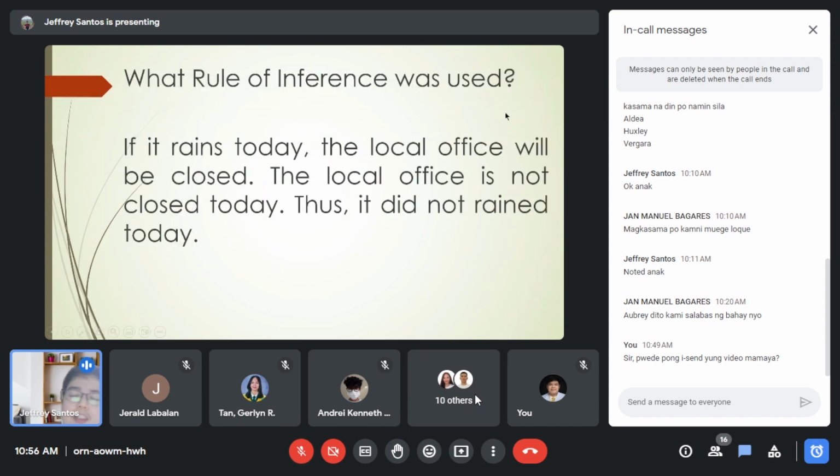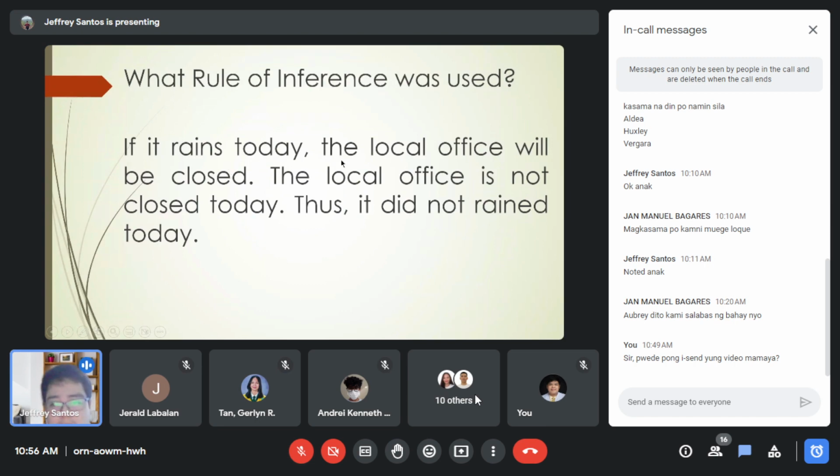Next, ayan, dito na po. Rule of inference naman. So here, given an argument, you're just going to determine what rule of inference was used on the given argument. So for example, if it rains today, the local office will be closed. The local office is not closed today, thus it did not rain today. Ang pinaka-hint dito or strategy, i-symbolize or translate nyo muna into its corresponding symbols.